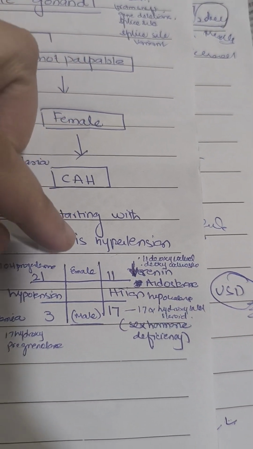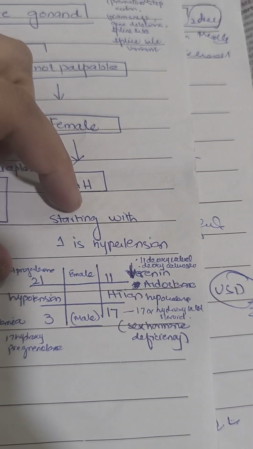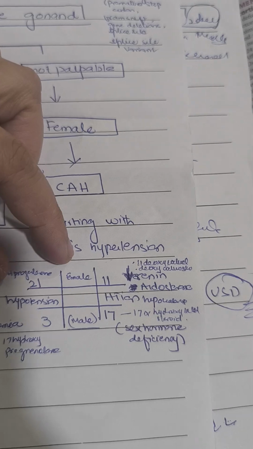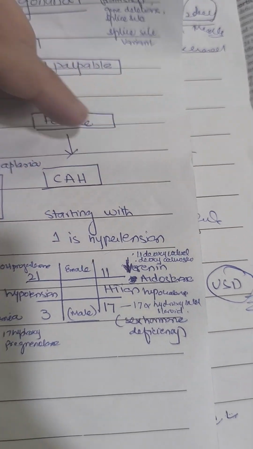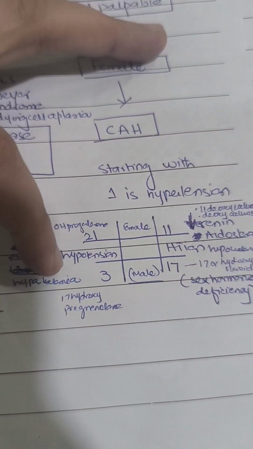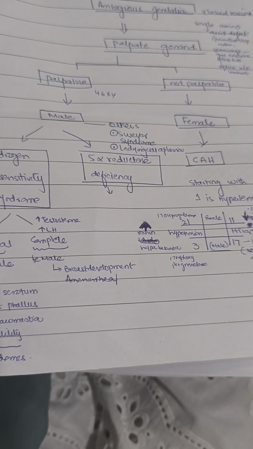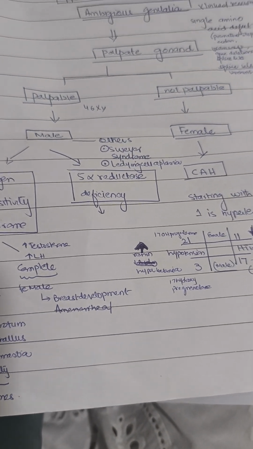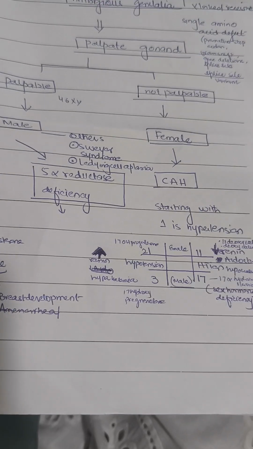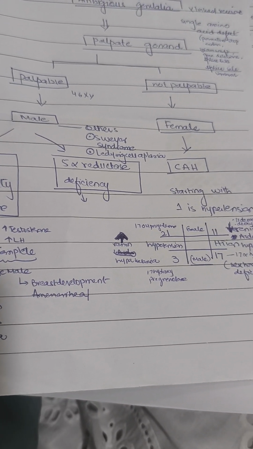How do you differentiate between the 11 and 17 types? In 17, there is deficiency of the sex hormones too. The 21 and 3 types usually present with hypotension, and the 11 and 17 types usually present with hypertension. This is basically the summary of the approach to ambiguous genitalia clinically and how to diagnose its various types.